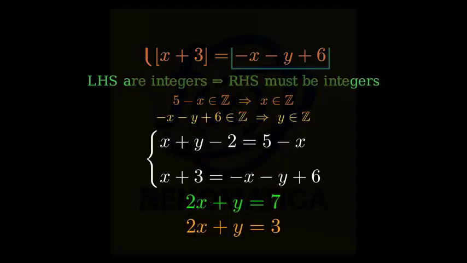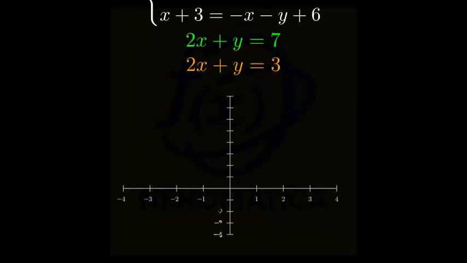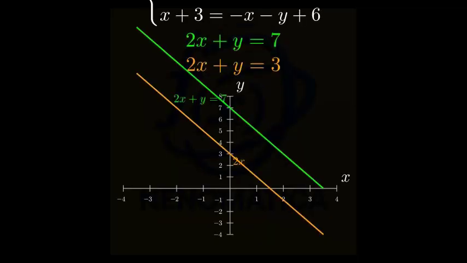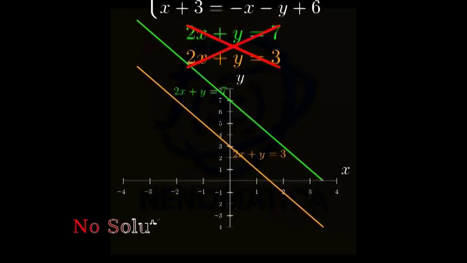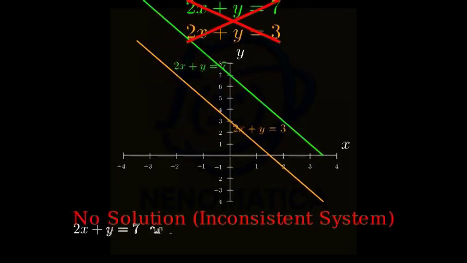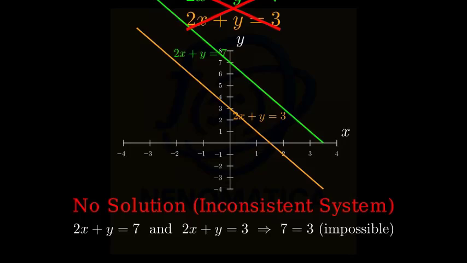These two lines have the same left-hand side but different constants. That means they are parallel lines in the xy plane and never meet. Let's quickly visualize them. Therefore, the system is inconsistent and has no solution. Algebraically, if 2x plus y equals 7 and also equals 3, then 7 would equal 3, which is impossible. So the system has no solution.